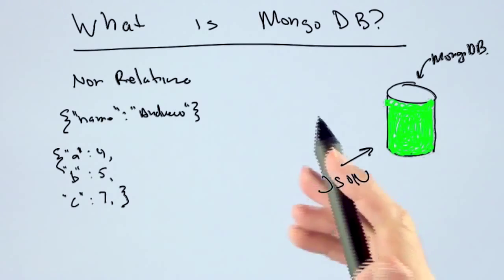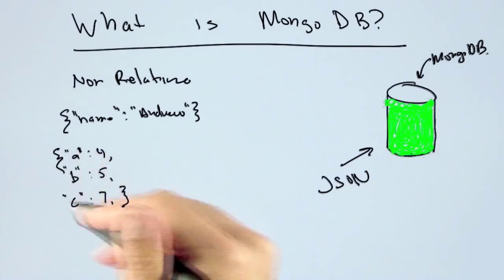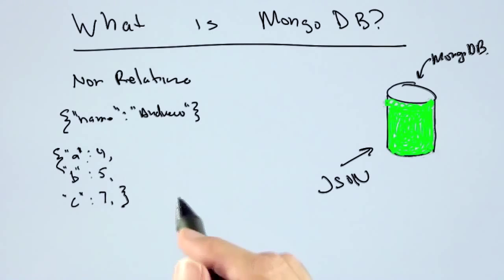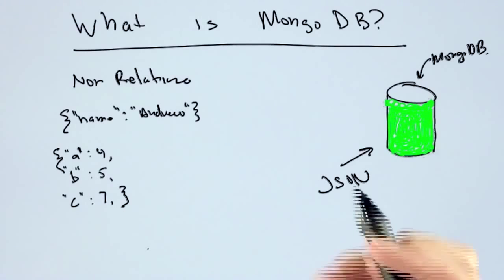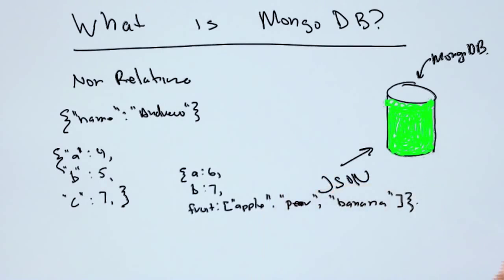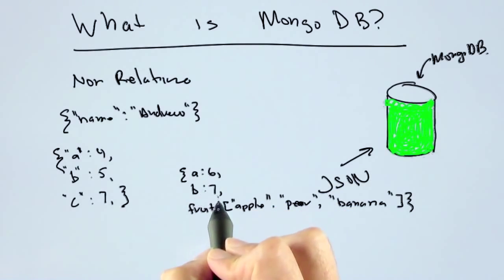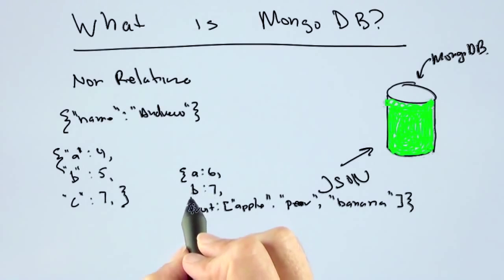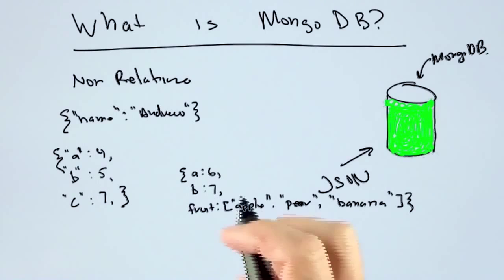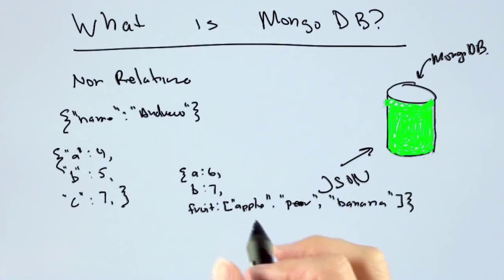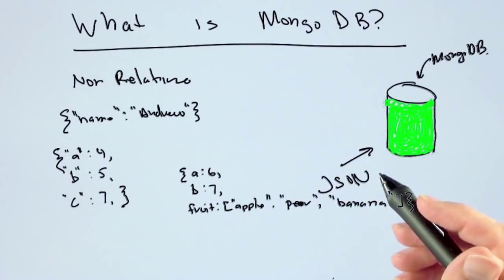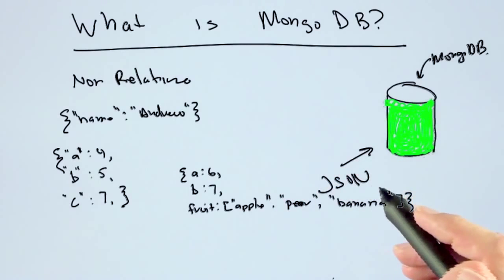But what makes it non-relational, because you could sort of see this similar to a table, is that they can have some hierarchy. So let me show you a JSON document with some hierarchy in it. It has a key A, value 6, key B, value 7, and then a key called fruit, which is an array that contains the items apple, pear, and banana. And that's new. Could never do that in a relational table. So that's what MongoDB is at its highest level. It's a JSON document store.